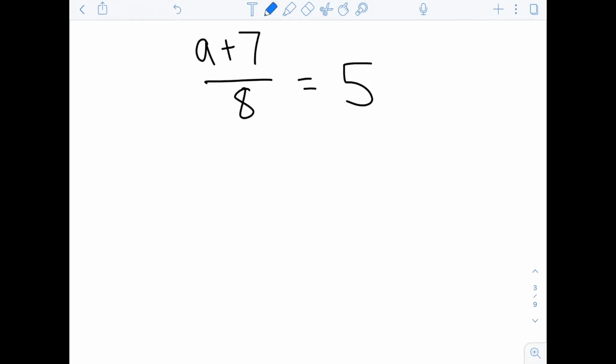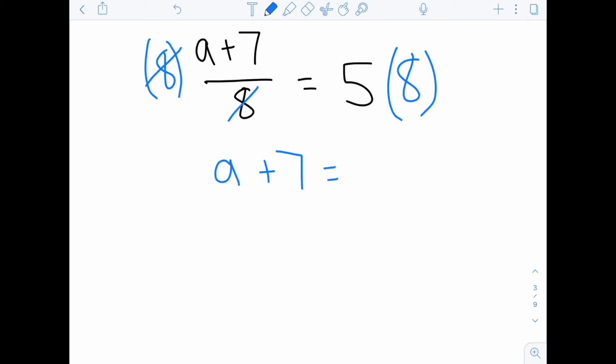For this one, since we're dividing the entire thing by 8, let's multiply the entire thing by 8 to cancel it out. So you're left with a plus 7 equals 5 times 8. And 5 times 8 equals 40.